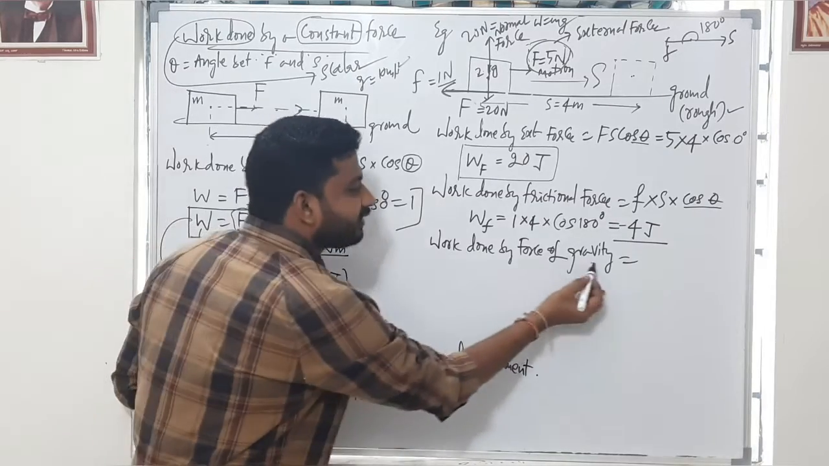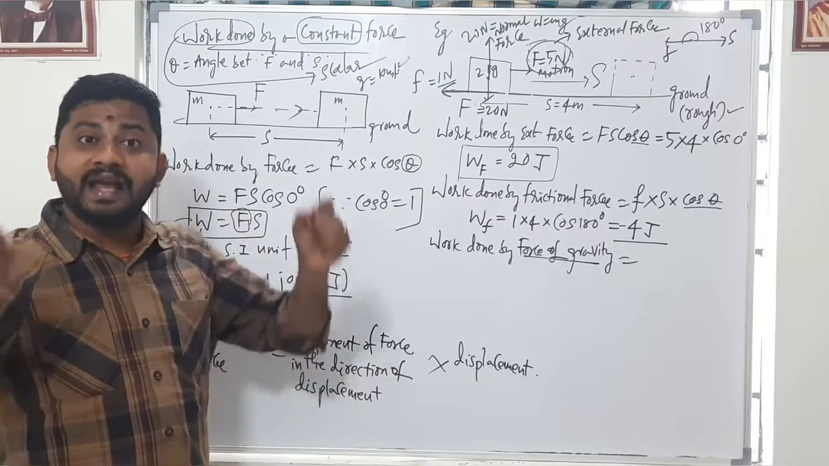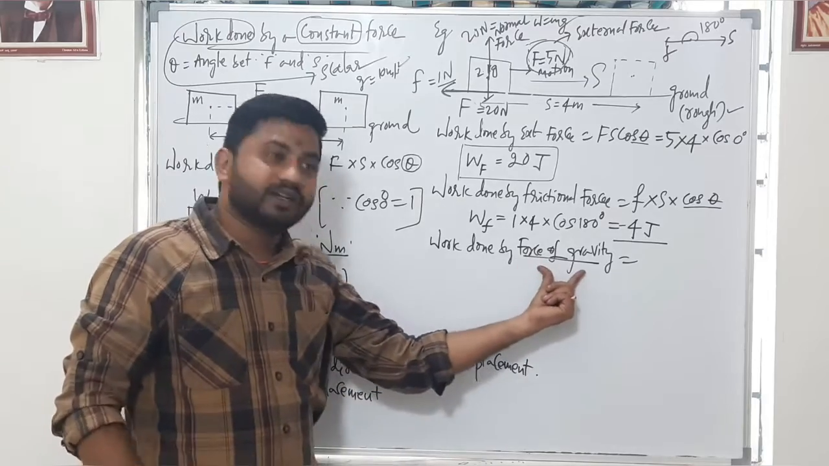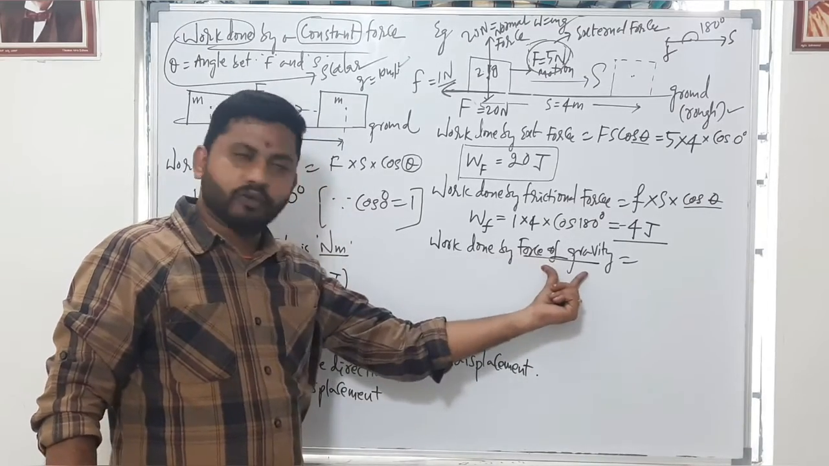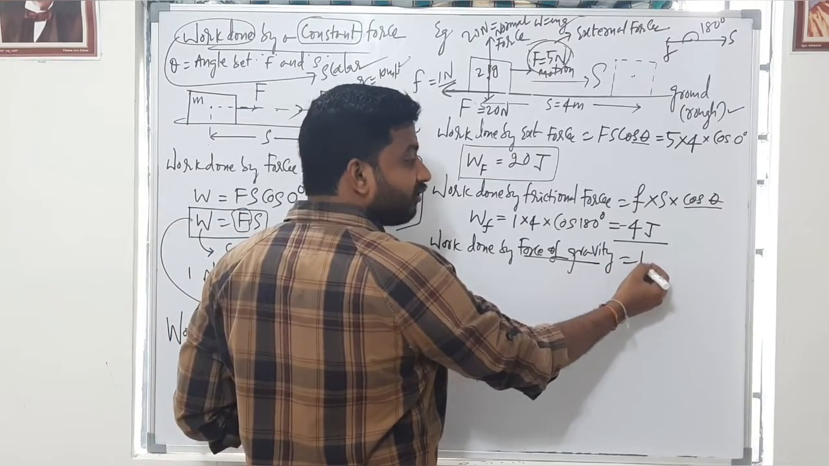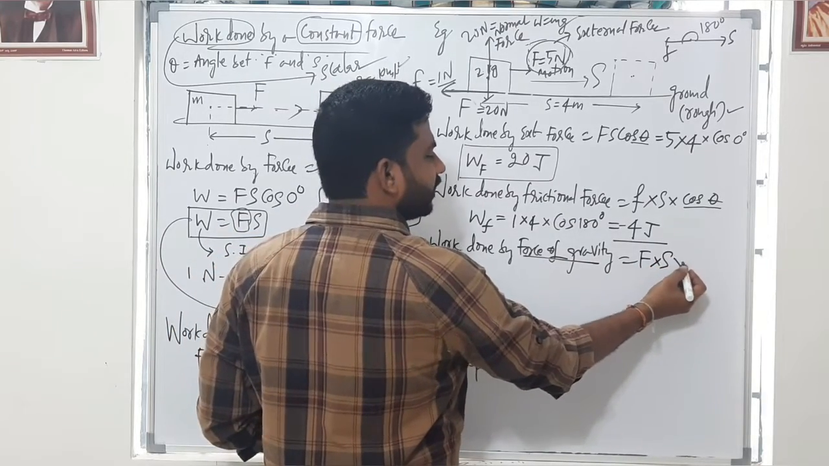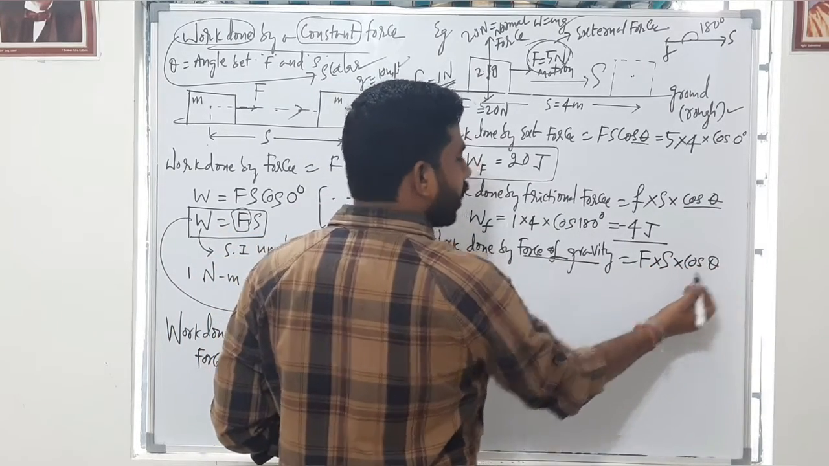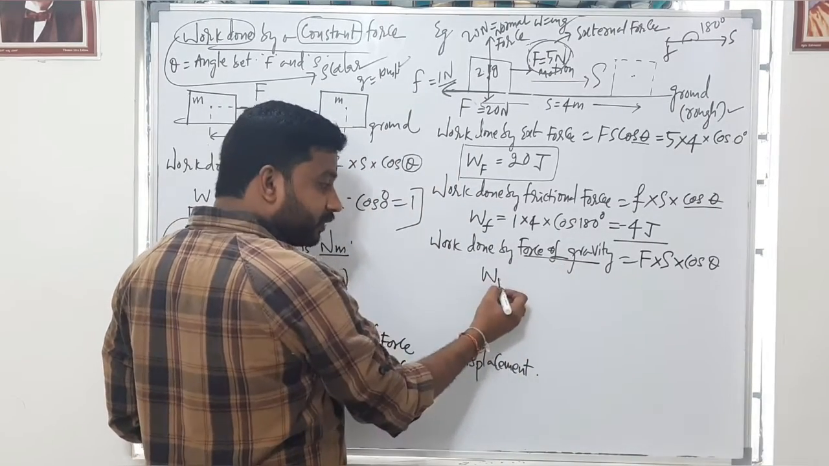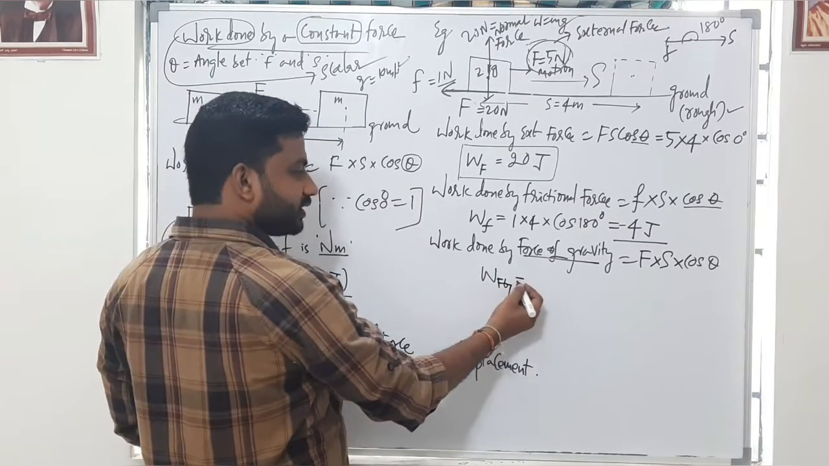Force of gravity is nothing but the weight of an object. There's another name for the weight of an object: force of gravity. Work done by the force of gravity is equal to force, which is the weight of the object, into displacement into cos theta. Let me write it. Work done by the force of gravity, so Fg, force of gravity, is equal to F.